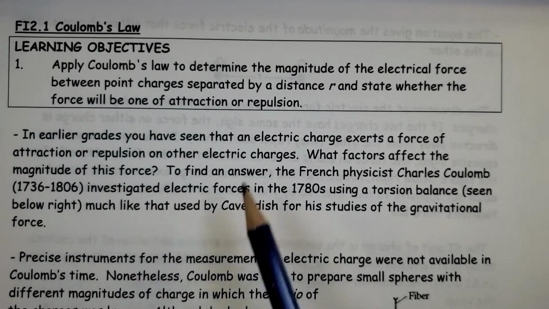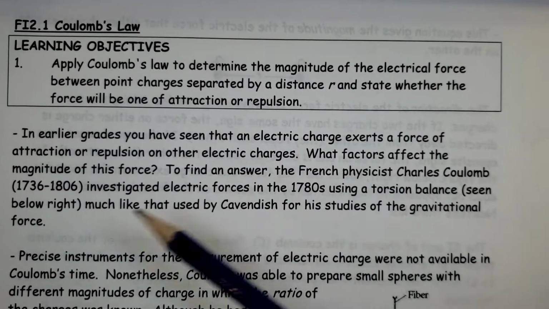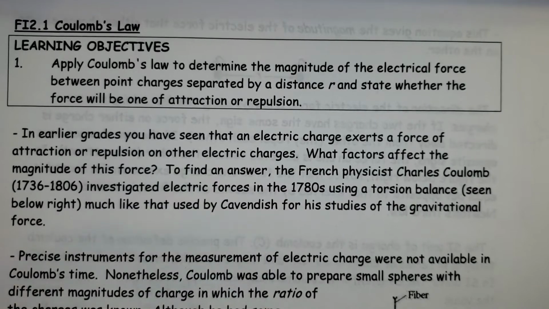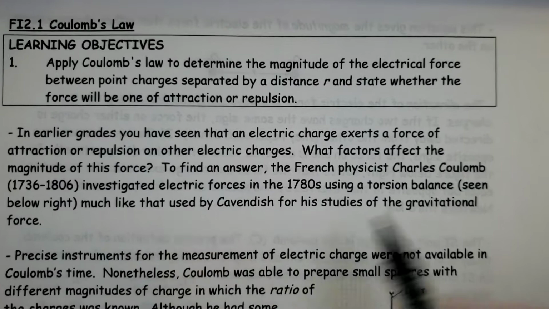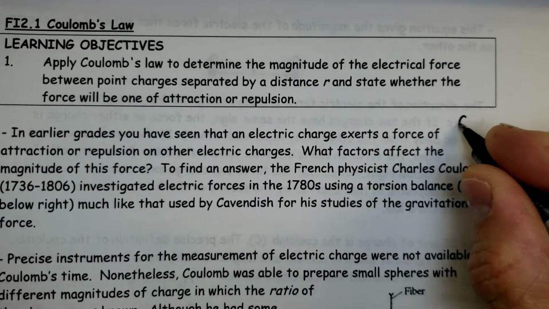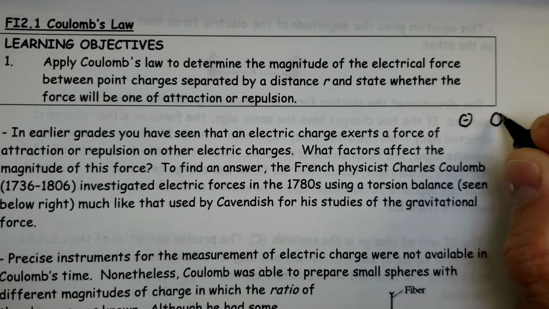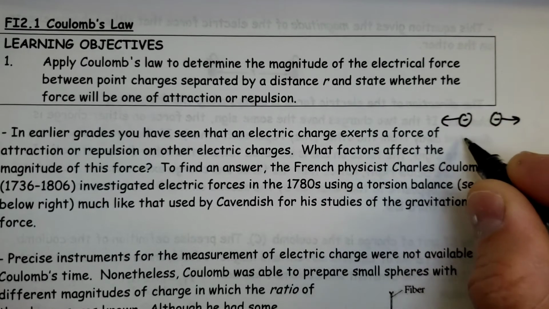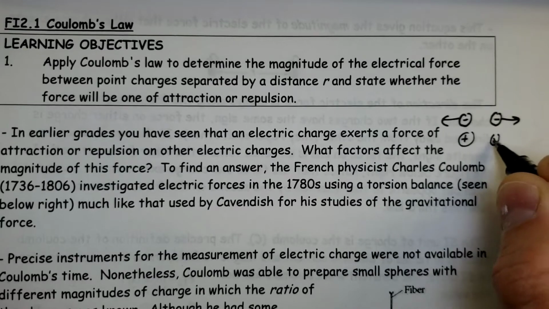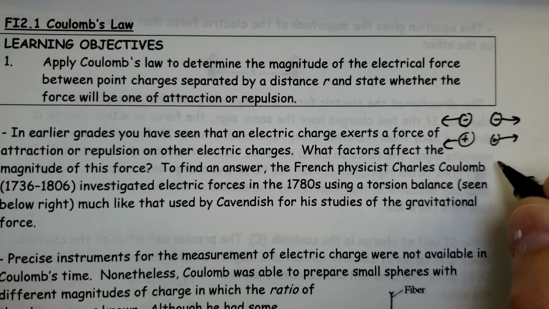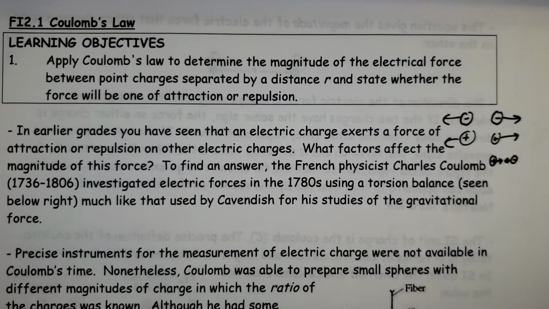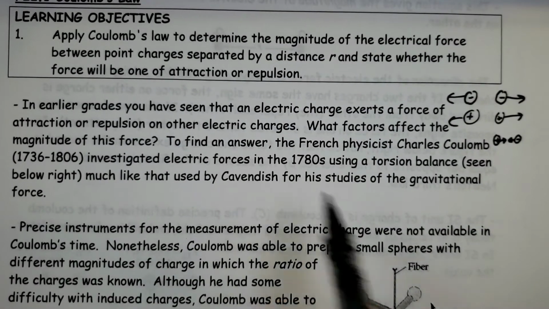So in earlier grades, you've seen that an electric charge exerts a force of attraction or repulsion on other electric charges. What factors affect the size of this force? For example, you learned that like charges, such as 2 negatives close to each other, repel. 2 positive charges beside each other repel. And if I have opposite charges, such as a plus and a minus, then they attract. So those are the forces we're talking about here.